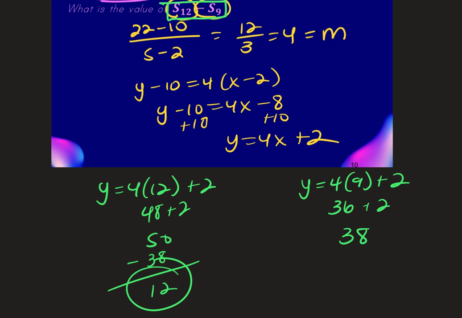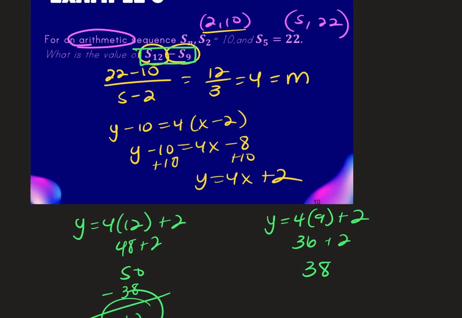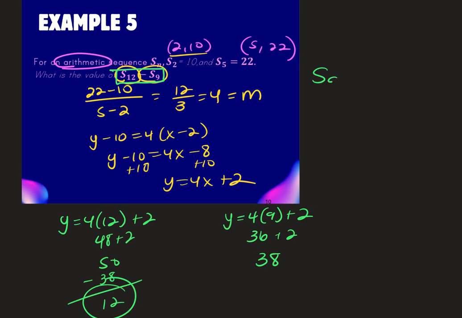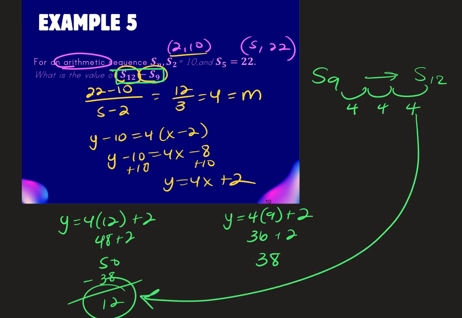You can also think of it as, how many jumps do I have to go from S9 to S12? I'd have to go from 9 to 10, 10 to 11, and 11 to 12. That's 3 jumps. That is 3 rates of change. So it's 4 plus 4 plus 4, which is 12. So how you do that is up to you. You have to find the rate of change either way. And that is the behavior I would follow if it was linear or arithmetic.